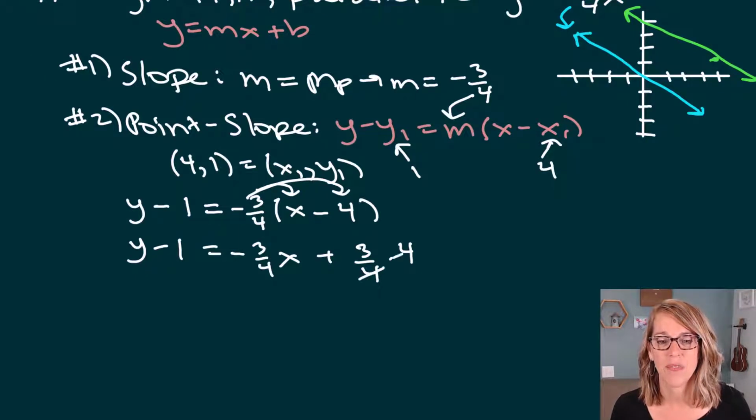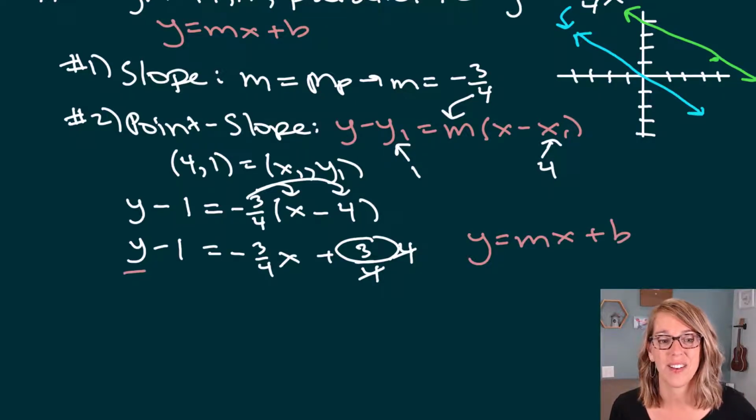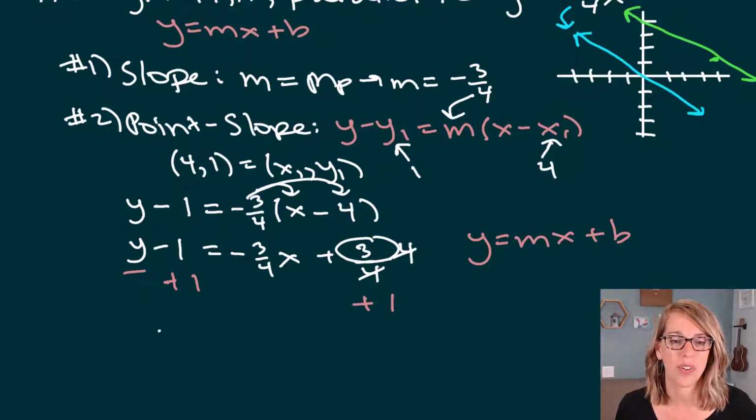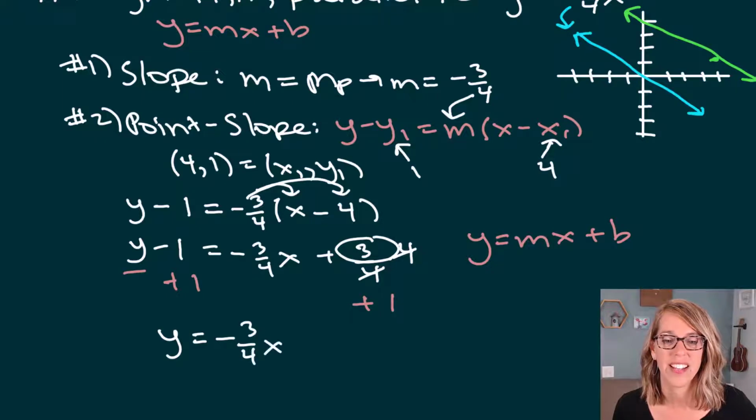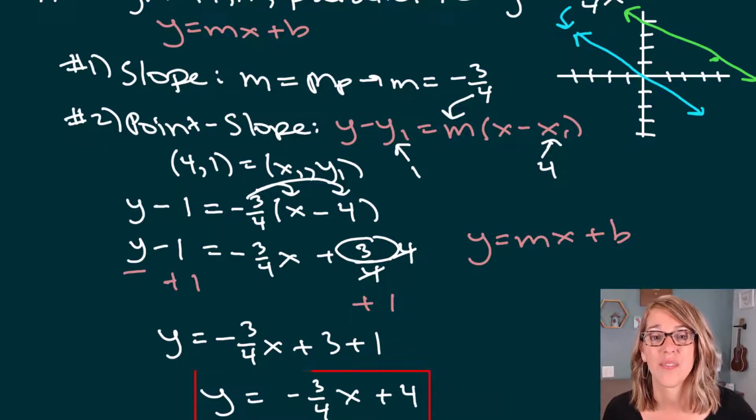Just a little bit of simplifying is left to do. I can cancel my 4s here, and I get a 3, but my goal was slope intercept form, y equals mx plus b, so I need that y all by itself. Let's add that 1 to both sides. And I end up with y is equal to negative 3/4 x, plus 3 plus 1, and you might be a step ahead of me at the final equation: y is equal to negative 3/4 x plus 4.